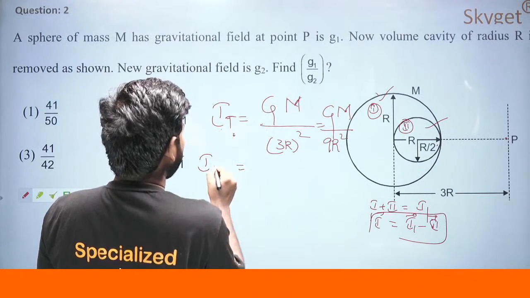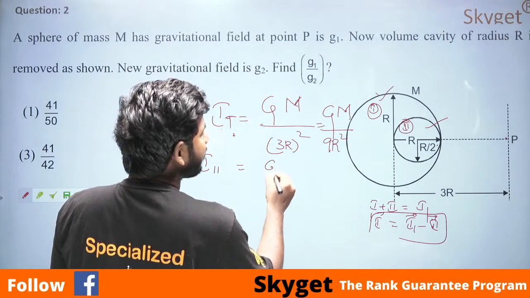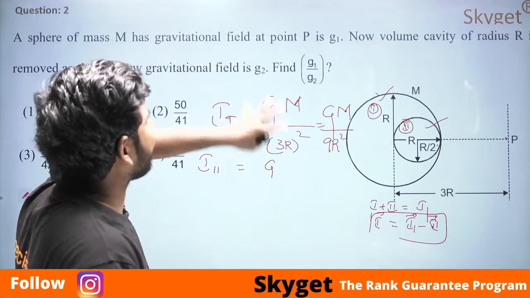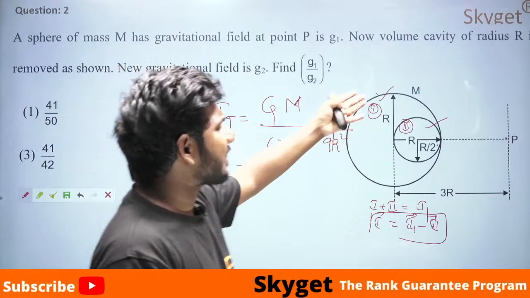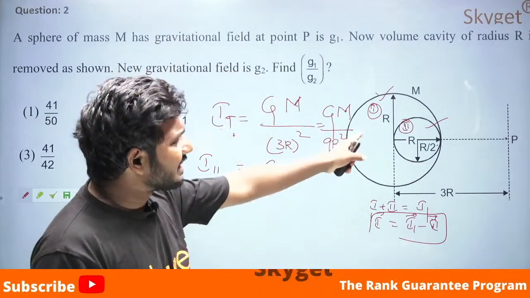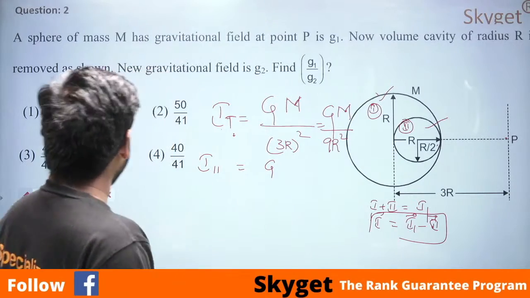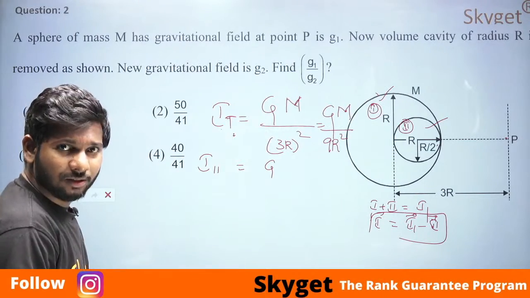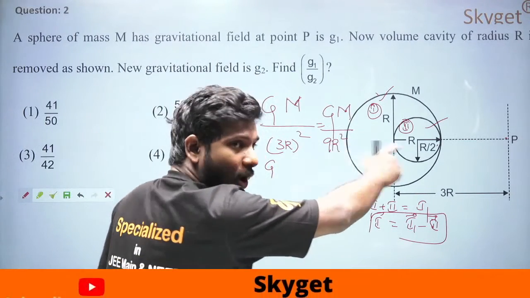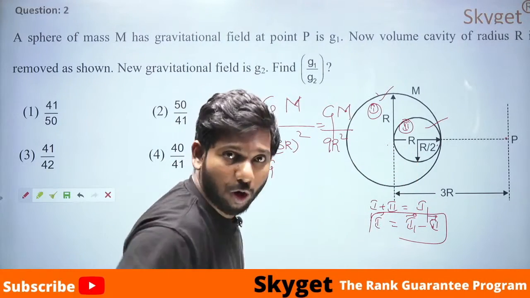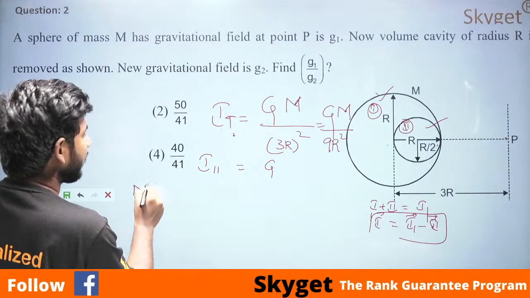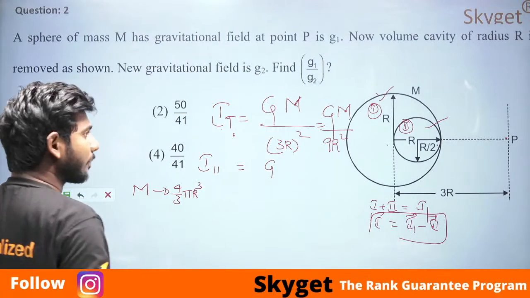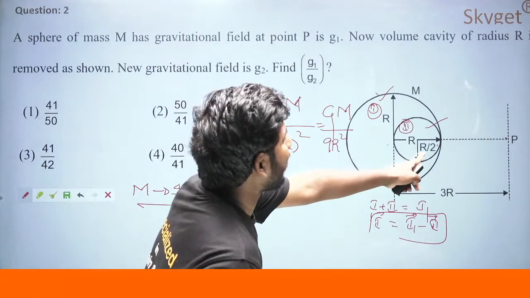This one I will take as I2 here. I2 is G into what is the mass of this sphere, students? We know it is uniform, because nothing else is mentioned, we can consider it a uniform sphere. If it is a uniform sphere, density will be the same. So the mass of this removed sphere will be density into volume. If density is constant, then mass is proportional to volume. For the entire volume of the sphere, that is 4 by 3 pi r cube, the mass is the total mass.